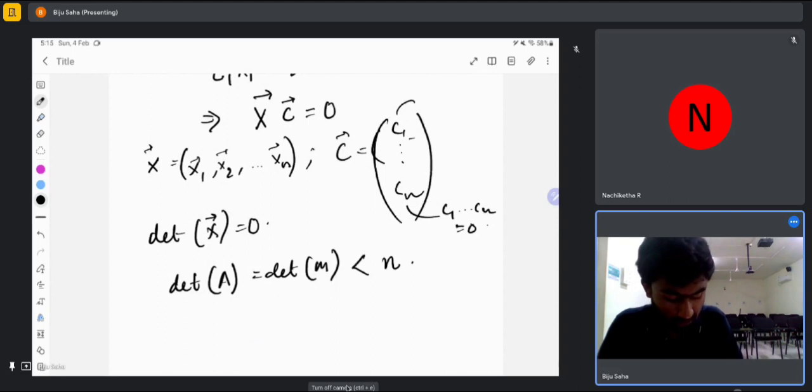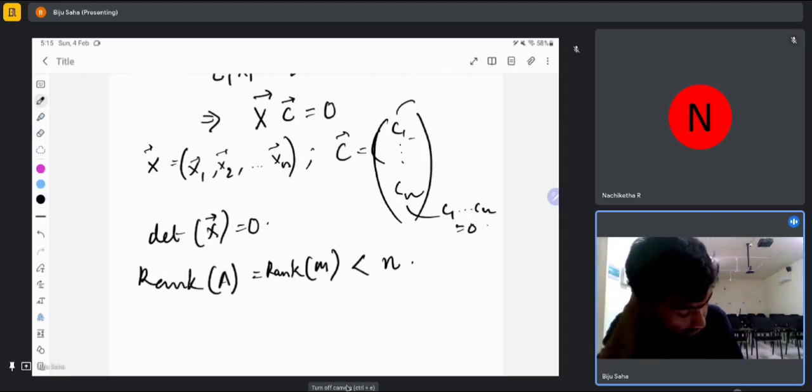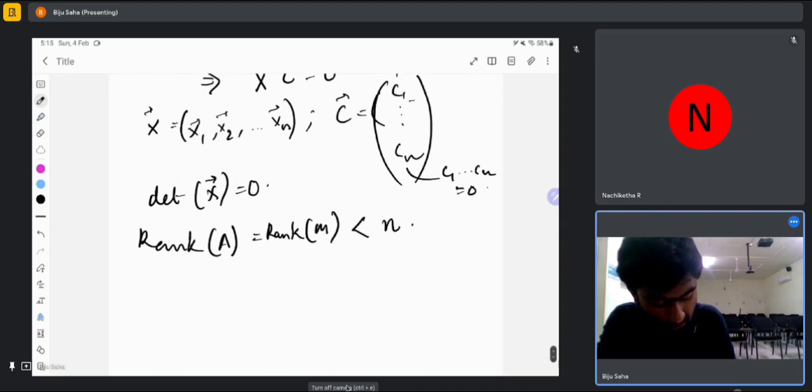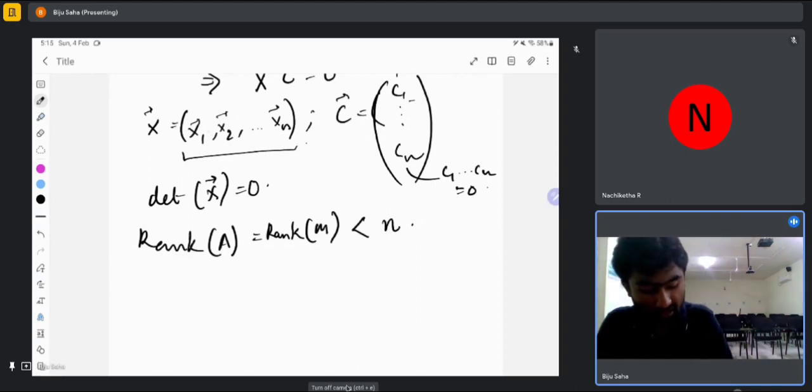Yeah. So sorry, the rank of the augmented matrix and the rank of the coefficient matrix had to be less than n, that is the number of variables. So in my case, this is each vector. Each of these vectors has its individual components present.